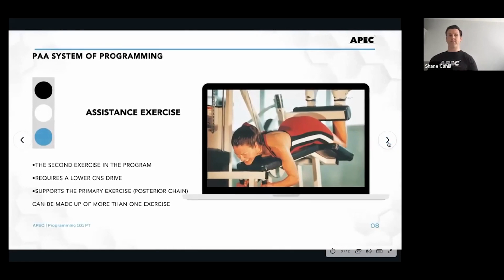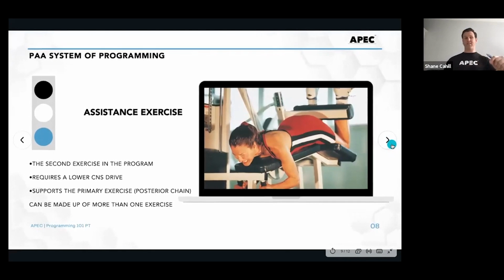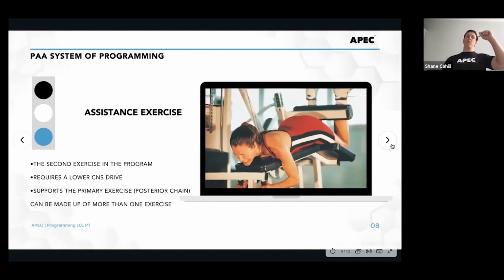The next section of the PAA system is the assistance exercise. Now, the assistance exercise is the second exercise in the program, okay? And it requires a slightly lower central nervous system drive to perform the exercise. It supports the primary exercise and is normally posterior chain in nature.